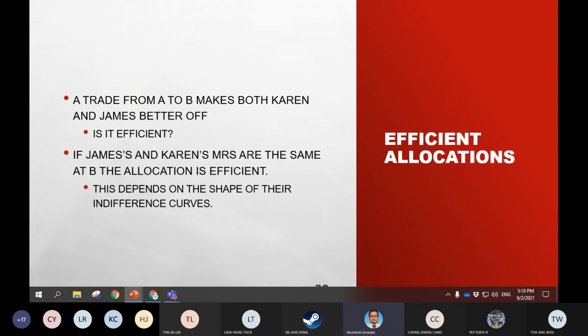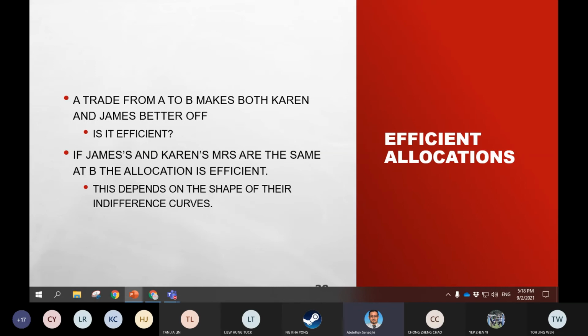So we say a trade from A to B thus made both Karen and James better off. But the question is, is that allocation at B an efficient allocation? That means we maximize the welfare of both Karen and James. So here the answer will depend on whether James and Karen's marginal rate of substitution are the same at B or not.